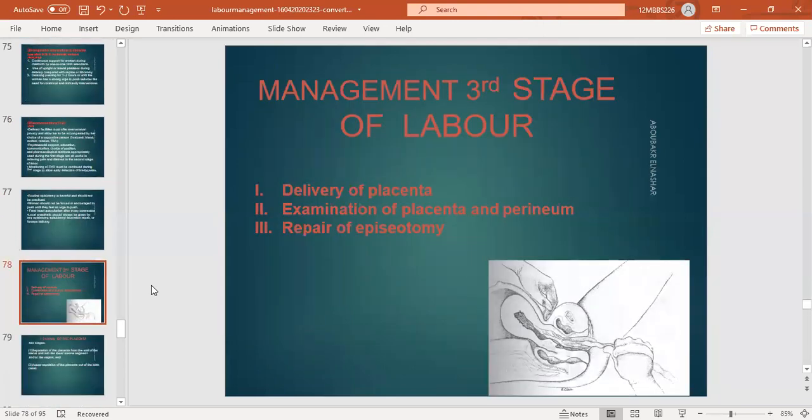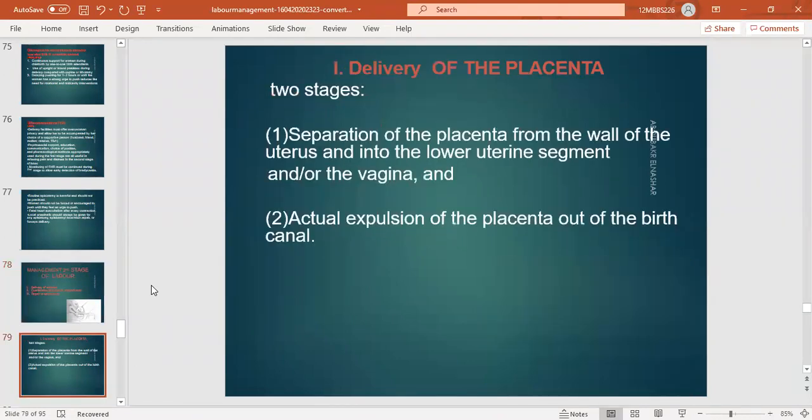Now, management of the third stage of labor. The third stage of labor is the delivery of the fetus followed by the delivery of the placenta and the membranes, and the repair of the episiotomy. For the delivery of the placenta, it is very important that you never immediately pull the cord. It will cause uterine inversion. Just wait for the separation of the placenta.